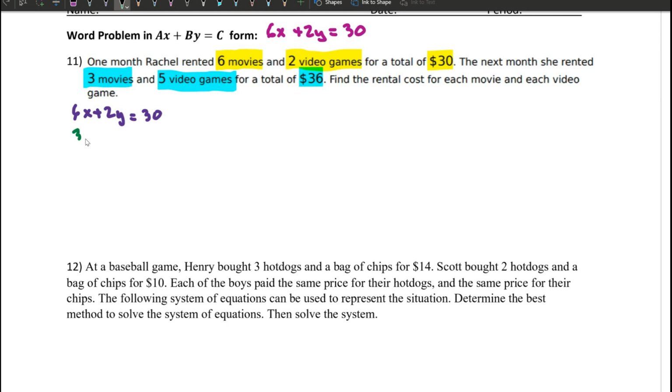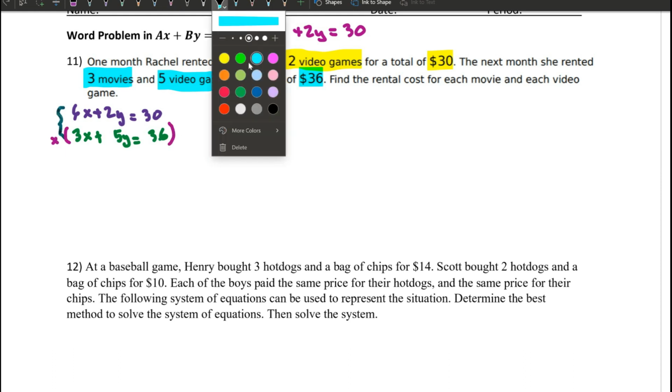3 movies is 3x plus 5y, 5 video games, equal to the total cost of $36. So we're going to solve for the cost of a movie and a video game. We have the system like this, which can be solved by elimination. You choose a variable to cancel out. You can cancel out either x or y. In this case, it's easier to cancel the x.